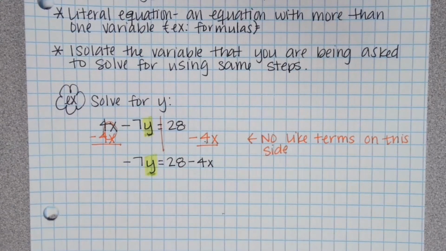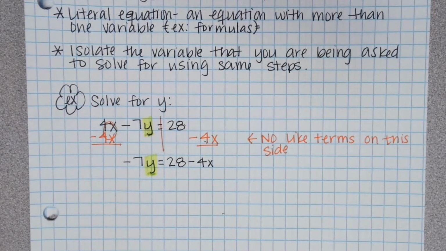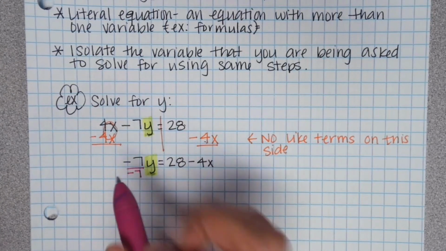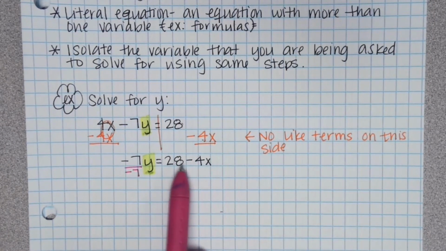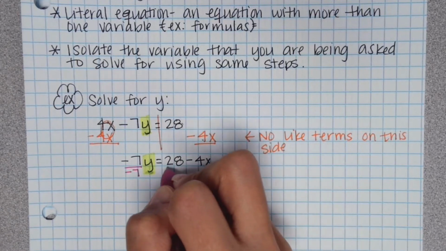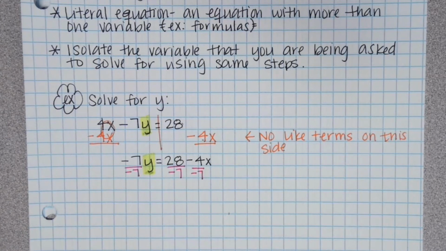Okay? So now that you have the negative 7y, to get the y by itself, you'd have to divide both sides by negative 7. So now I'm going to divide both sides by negative 7. However, on my right side, I have two different things. So when I say divide both sides, it really means divide everything on that side by negative 7. So everything gets divided by negative 7. I like to go ahead and split it up so I know everything's being divided by it.